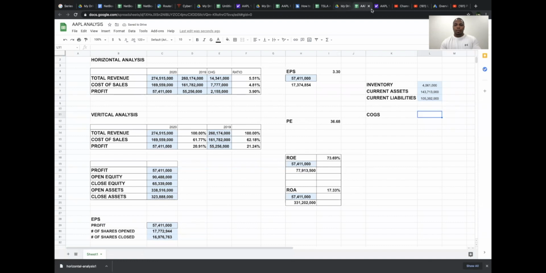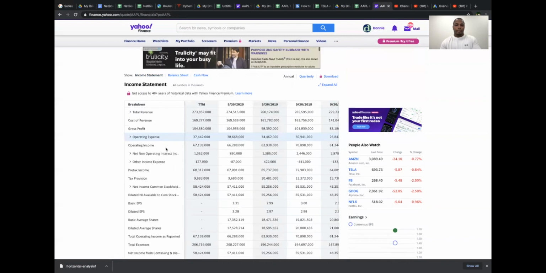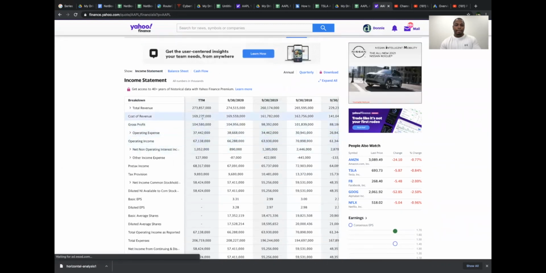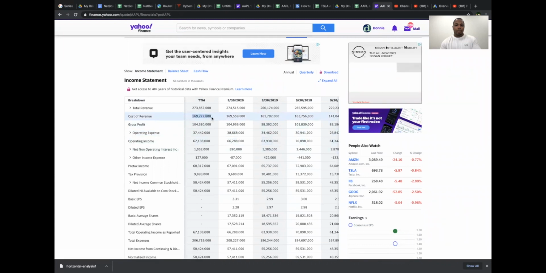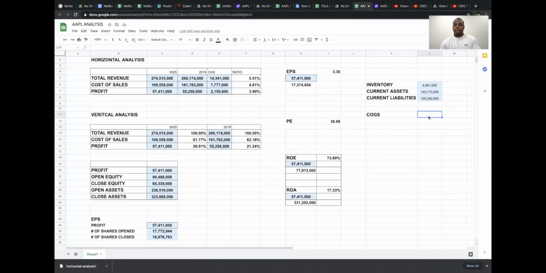Then we need the cost of goods. So we go to the income statement. It's actually the cost of revenue, 2020, right? We'll make all this big and bold. Boom, boom, boom. All right.